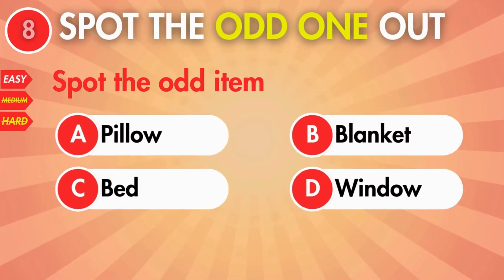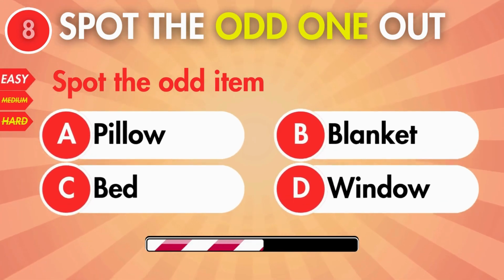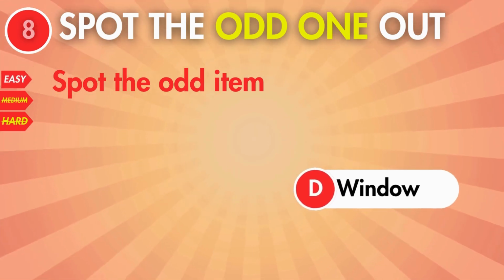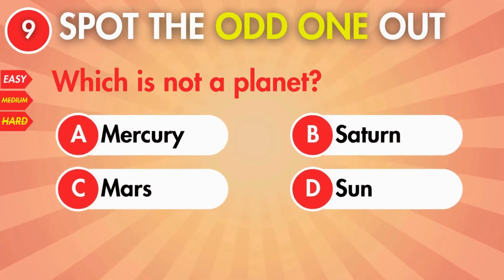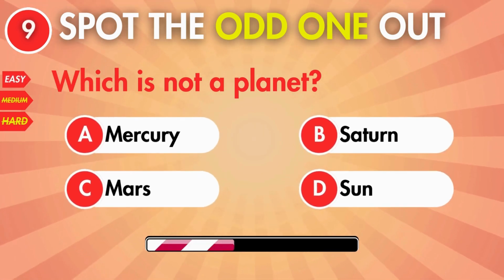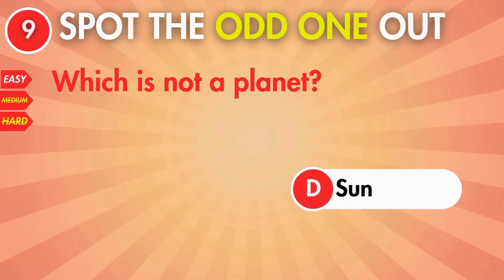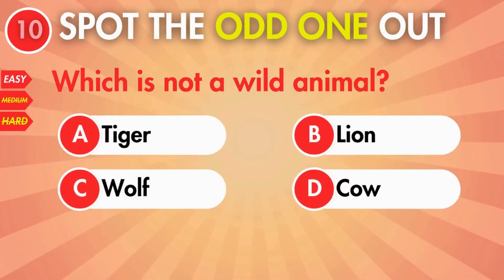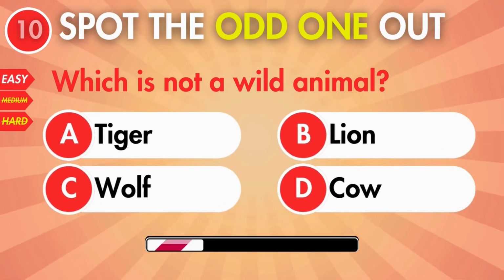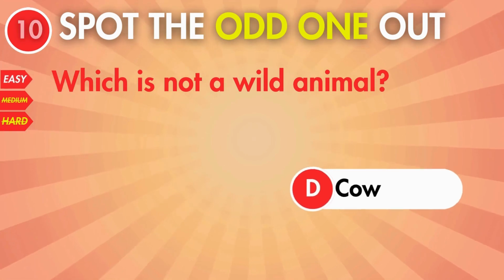Spot the odd item. Window. Which is not a planet? Sun. Which is not a wild animal? Cow.